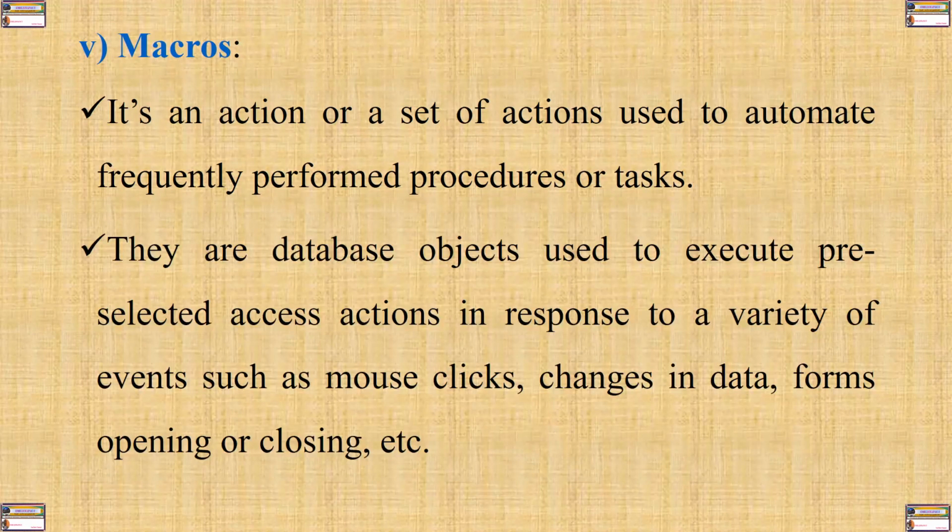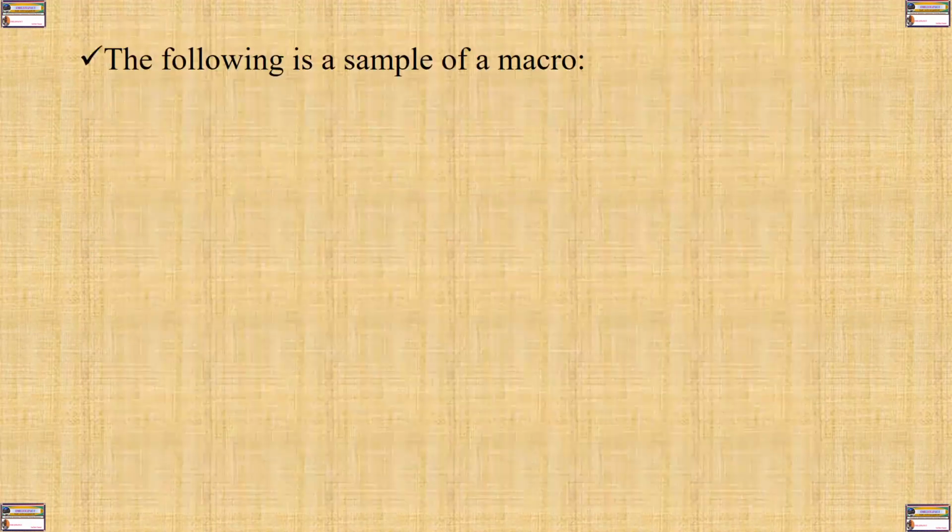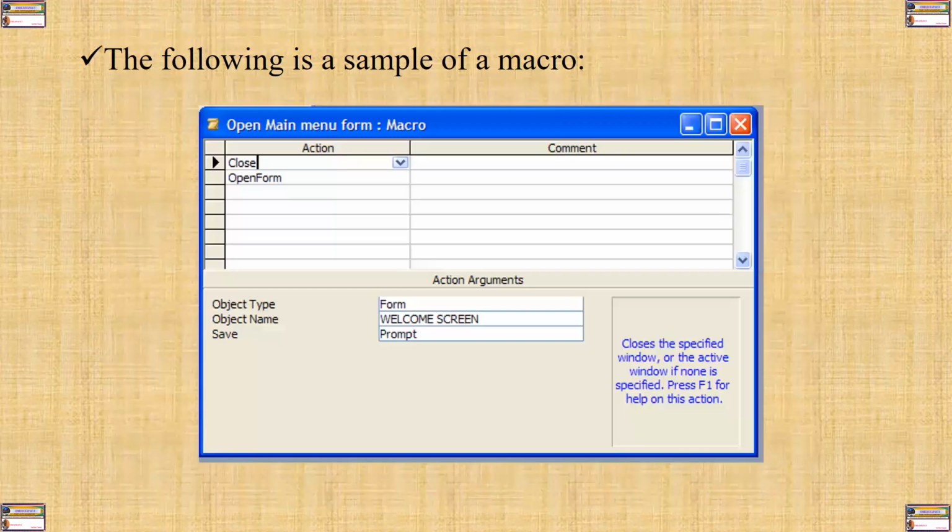They are database objects used to execute pre-selected access actions in response to a variety of events, such as mouse clicks, changes in data, forms opening or closing, etc. The following is a sample of a macro. So that's how a macro would look like.